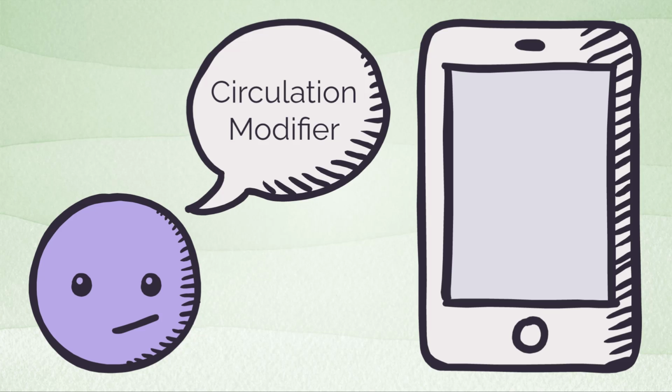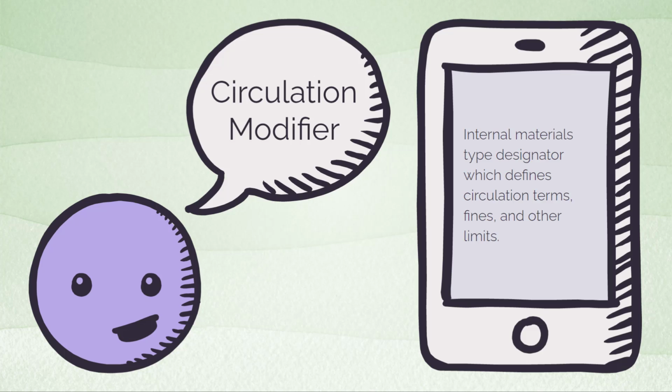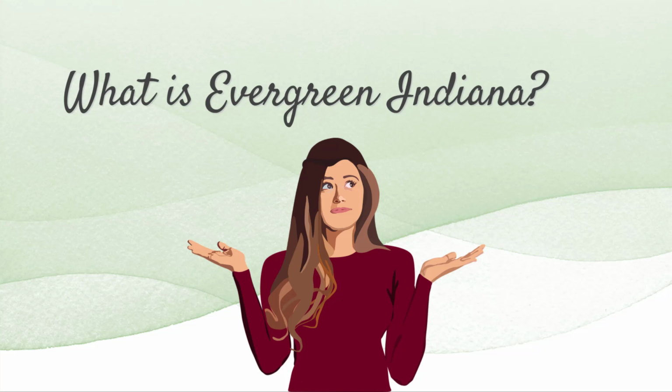We will talk more extensively about circulation modifiers or circmods in this module, but for now, just know that a circmod is an internal materials type designation that defines circulation terms, fines, and other limits. So, what is Evergreen Indiana?